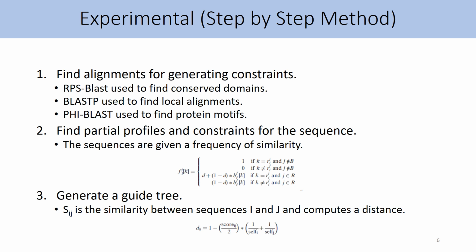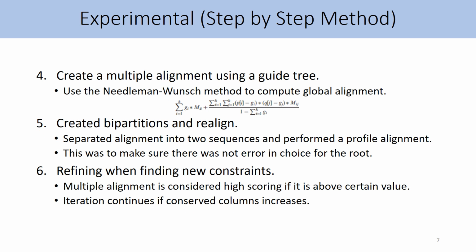After they found how close the sequences are to each other, they generated a guide tree. The formula for the distance is shown below. This equation shows distance between a certain sequence I and a certain sequence J. And from these, they calculated a guide tree. After they generated a guide tree, they used a Needleman-Wunsch method to compute global alignments, and this is their formula with all the constraints they had on it.